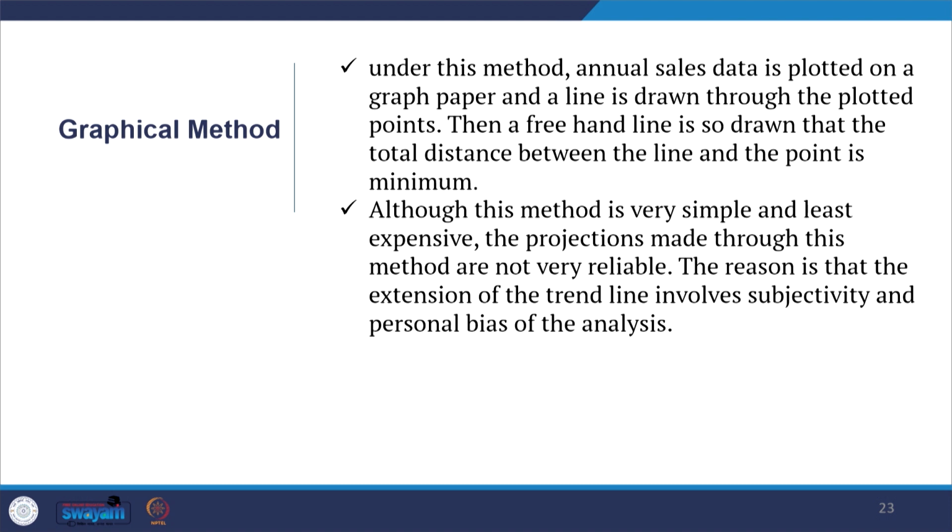What is it saying? Under this method, annual sales data is plotted. Suppose our problem is sales data, we are talking about demand forecasting. So, we draw it on graph paper and a line is drawn through the plotted points. A freehand line is drawn so that the total distance between the line and the points is minimum, which I explained. So, this is nothing but the minimum variance. So, the variance is minimized, okay.